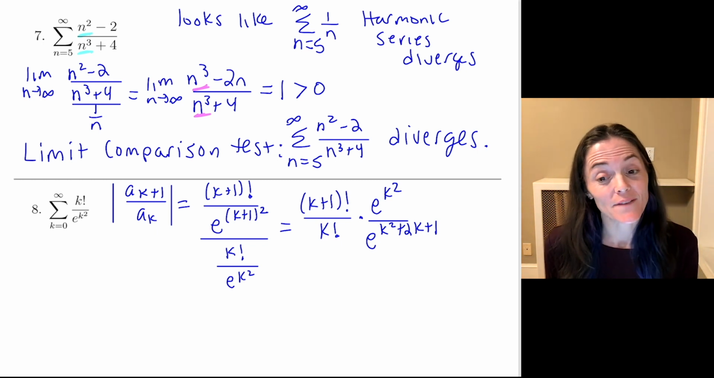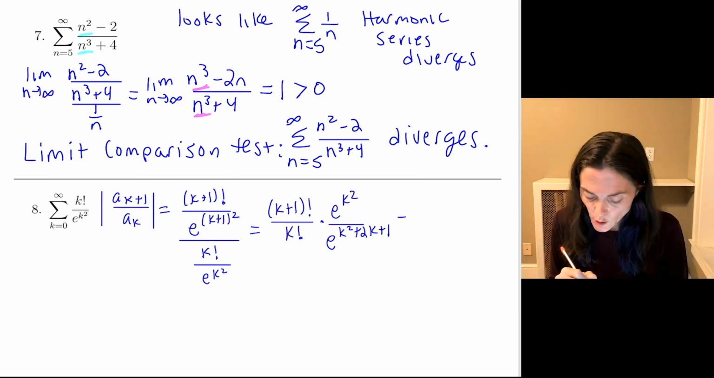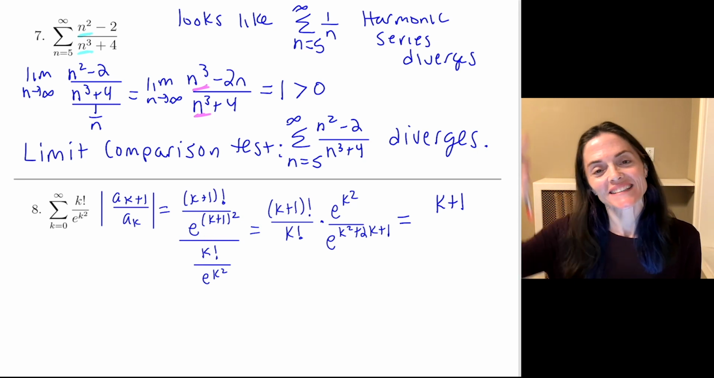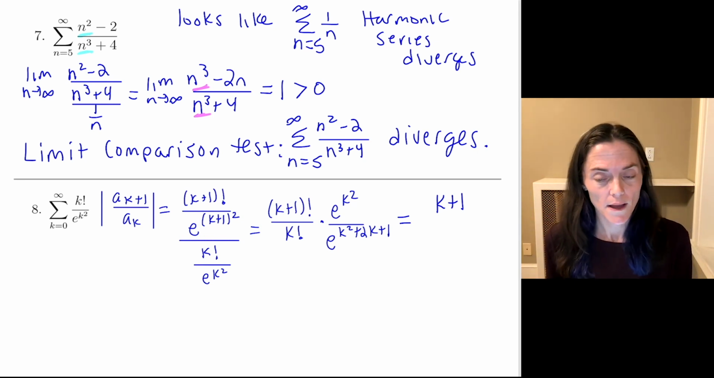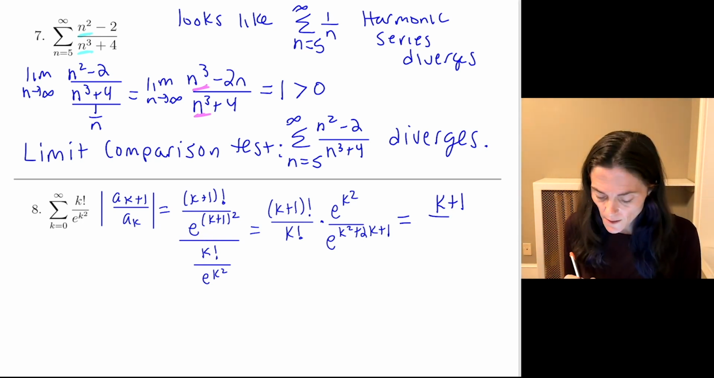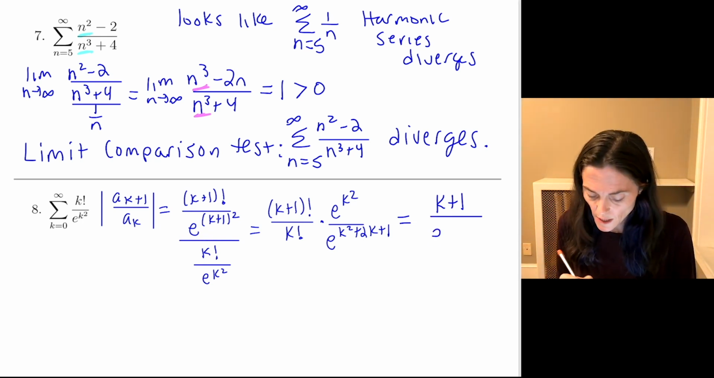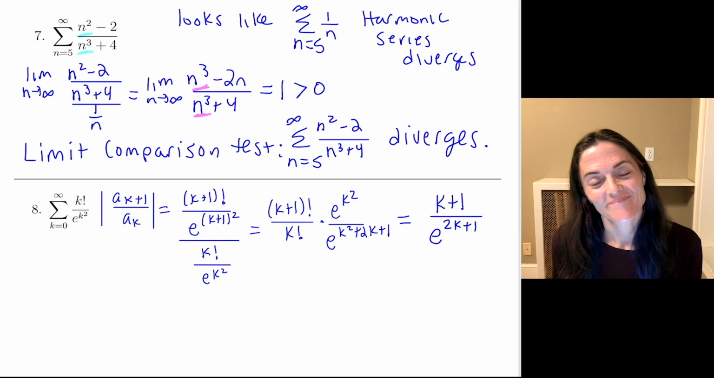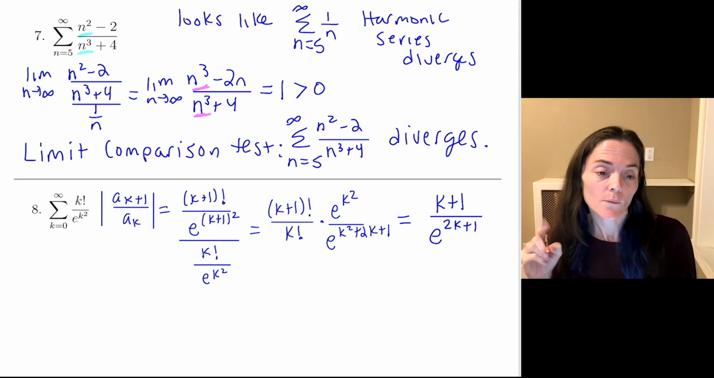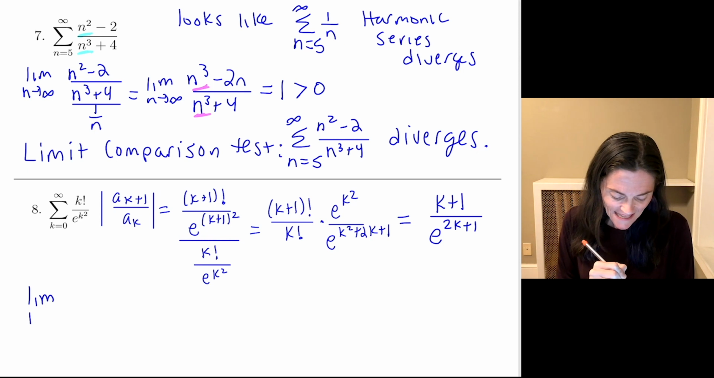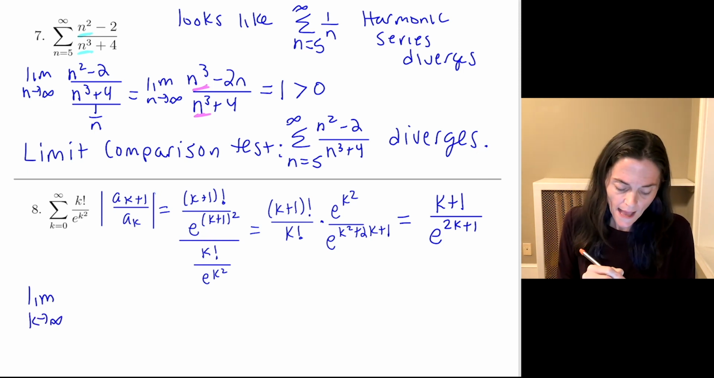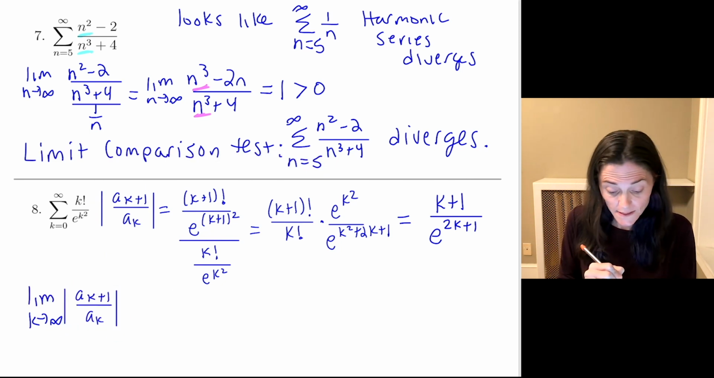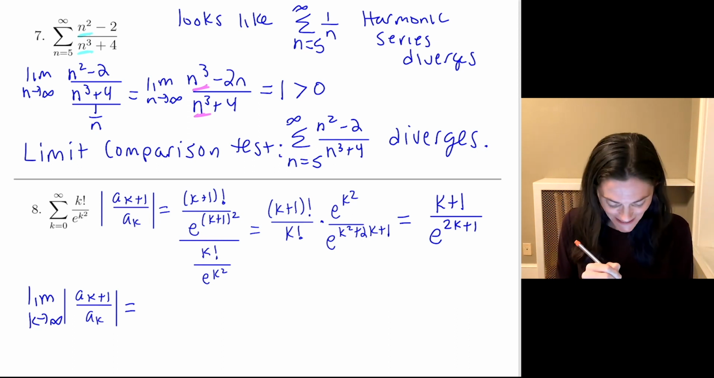Now I can definitely simplify some things here. My numerator is just k plus 1. We have k plus 1 times k factorial over k factorial, which is k plus 1. But you notice I have something in my denominator. I have an e to the 2k plus 1, by properties of exponents. Well, now I'm ready to take a limit as k goes to infinity of this ratio, absolute value a_{k+1} over a_k. And I have simplified it enough to where I can actually calculate this limit.